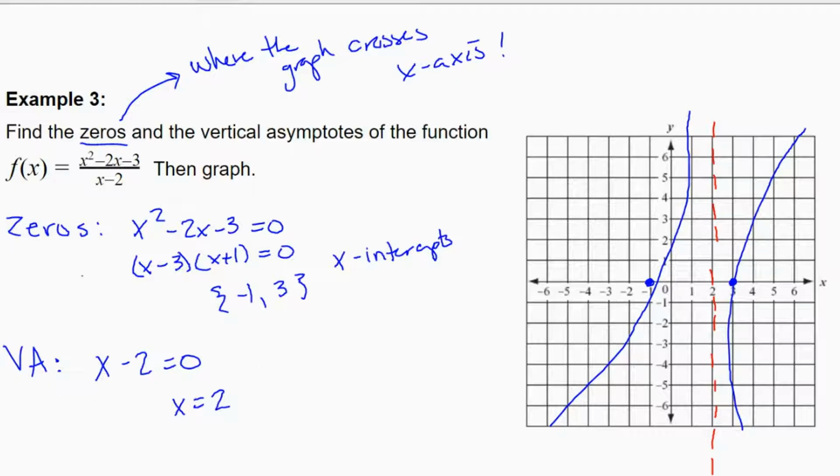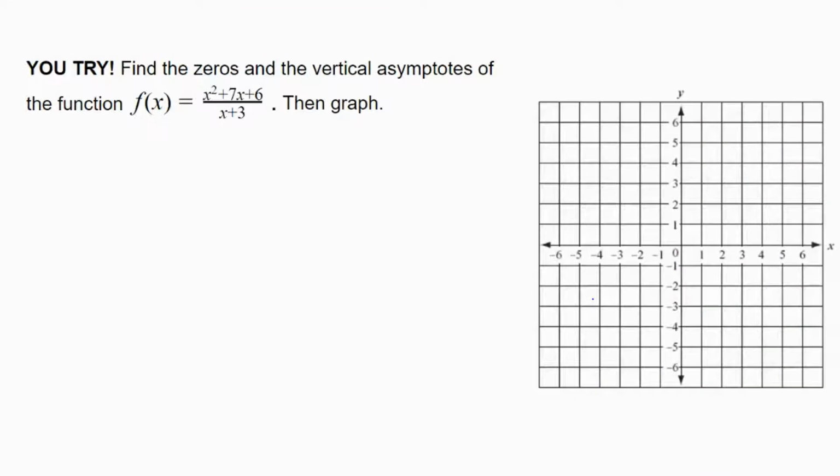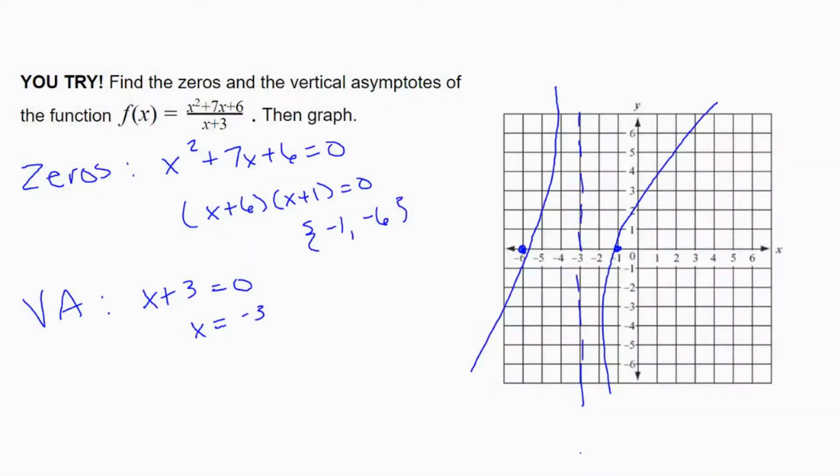Okay. Important for you to note is that zeros are found by setting your numerator equal to 0, and vertical asymptotes are found by setting your denominator equal to 0. All right, I want you to try it. I want you to find the zeros for this function and find the vertical asymptote of this function. And in full disclosure, I probably won't have you graph one of these, but go ahead and give it a try, and we'll see how you do in the end. Take a look. Does your graph look like this somewhat? And are your zeros and vertical asymptotes correct? Great.